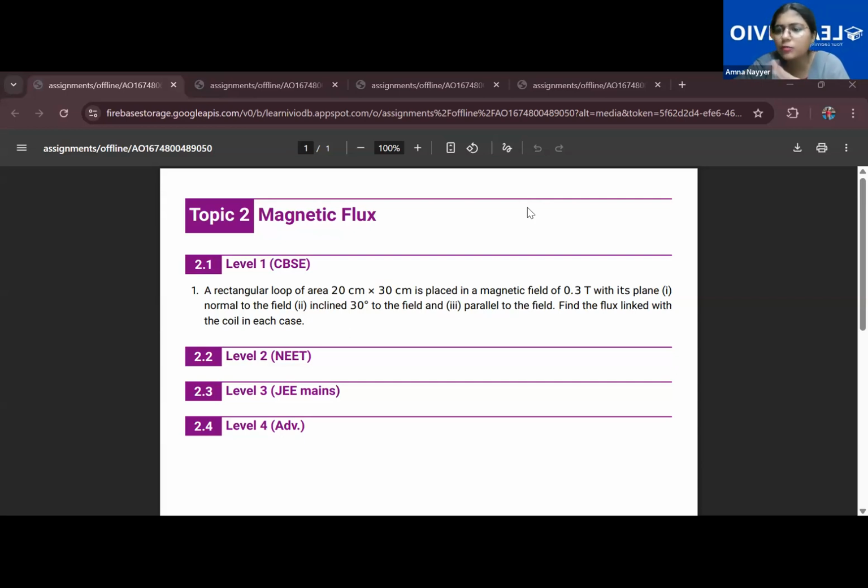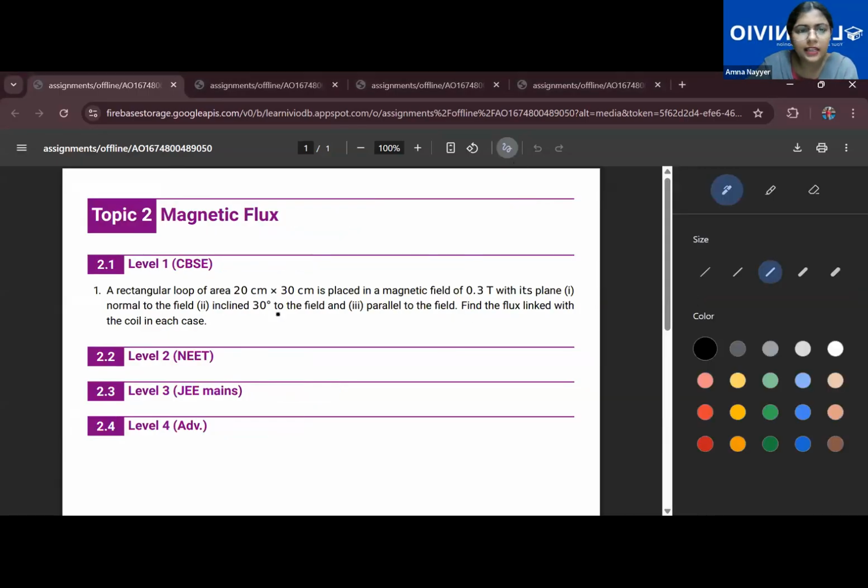Ubaidullah and Ali have shared the motional EMF assignment. Safrina, you have given Faraday's assignment. Okay, Faraday's law. See, in this question, just one thing.